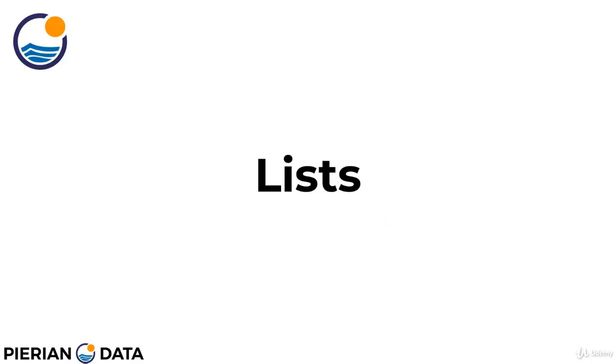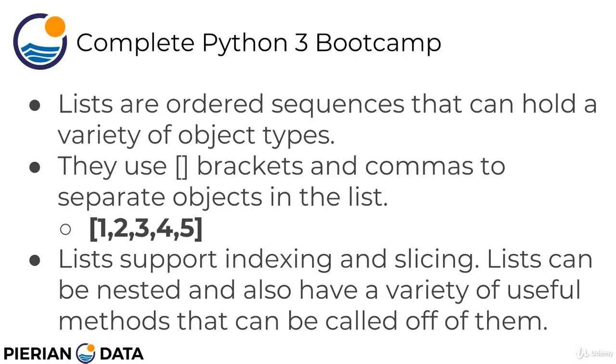Welcome back, everyone. Now let's begin discussing lists in Python. Lists are ordered sequences that can hold a variety of object types, and they use square brackets and commas to separate the objects in the list. For example, here we can see a list of numbers 1, 2, 3, 4, 5. And lists, just like strings, support indexing and slicing. Lists can also be nested and have a variety of useful methods that can be called off of them.